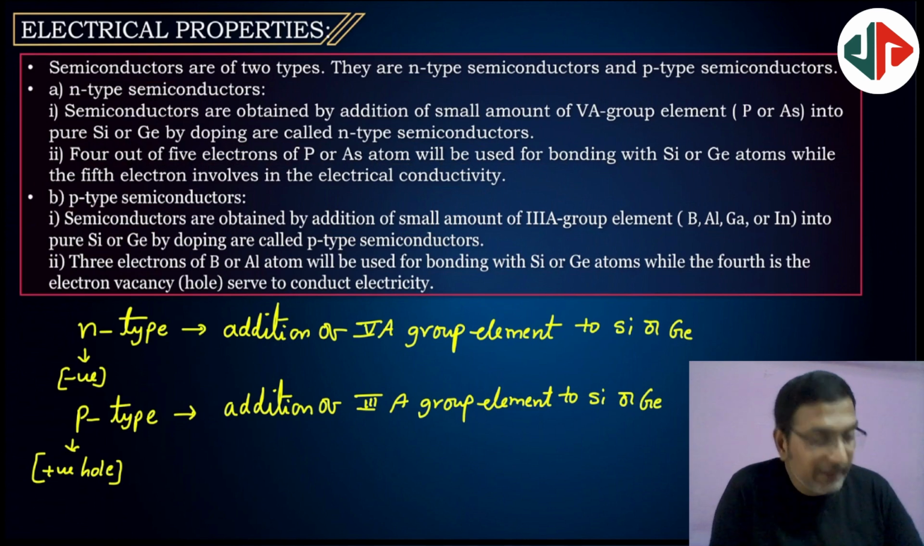So, in case of N type, excess electron is responsible for conductance. In case of P type, positive hole is responsible for conductance. Next.